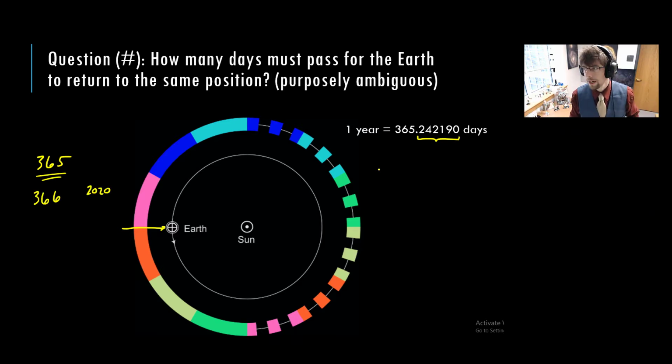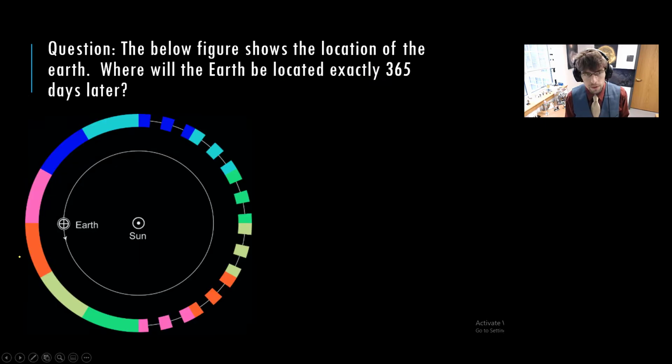Good. So the next question, and this is why I left it purposely ambiguous. I expected some of you to say 365, others to say 366. Maybe some of you said 365.25, which is quite a bit closer. Good. So next question.